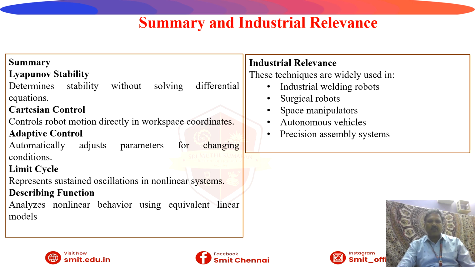So we have a glimpse of the summary and industrial relevance. Lyapunov stability determines stability without solving differential equations. Cartesian control controls robot motion directly in workspace coordinates. Adaptive control automatically adjusts parameters. A limit cycle represents sustained oscillation in a nonlinear system. Describing function analyzes nonlinear behavior using an equivalent linear model. Industrial applications are welding robots, surgical robots, space manipulators, autonomous vehicles, and precision assembly systems.